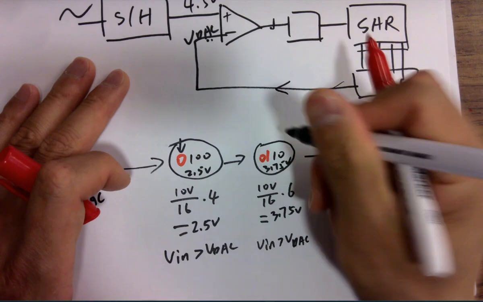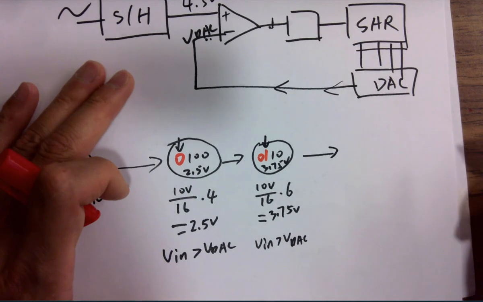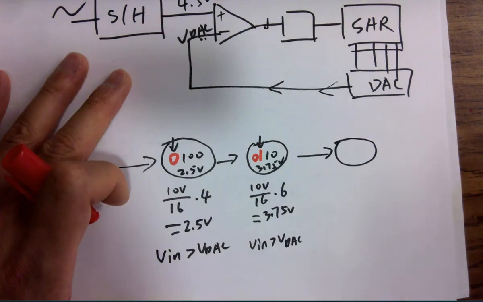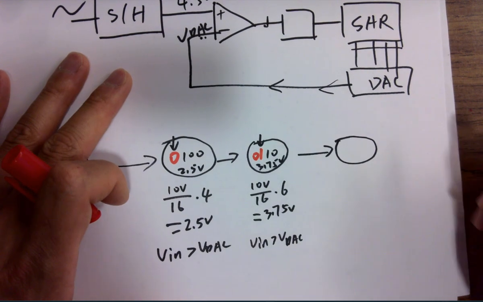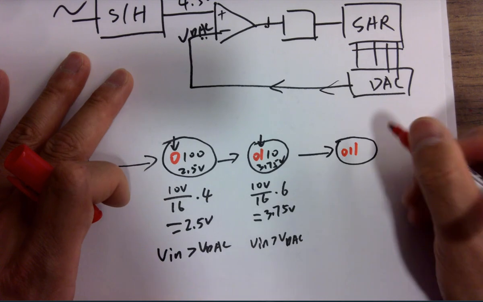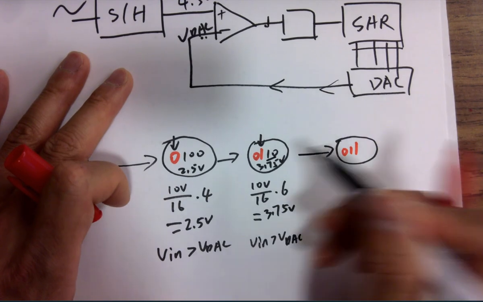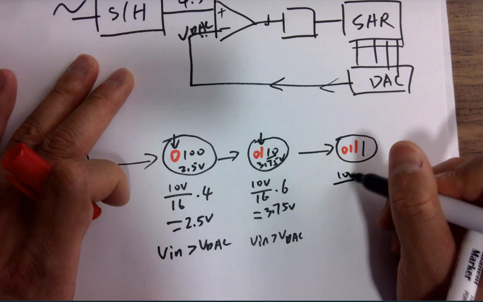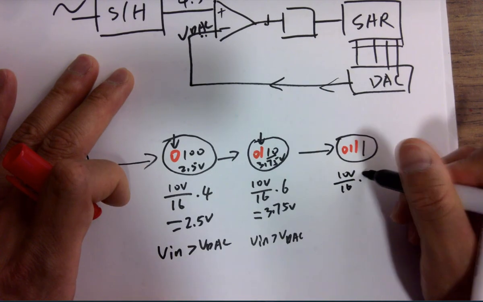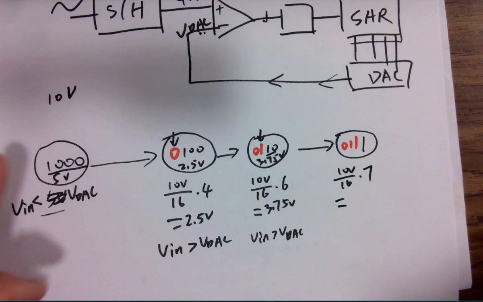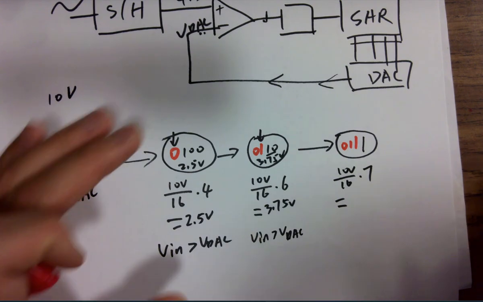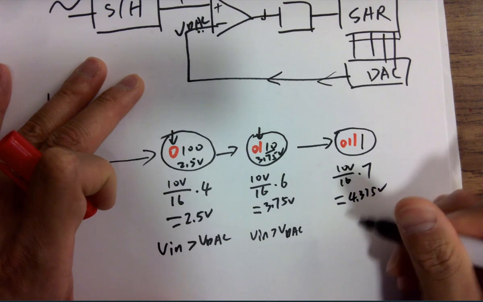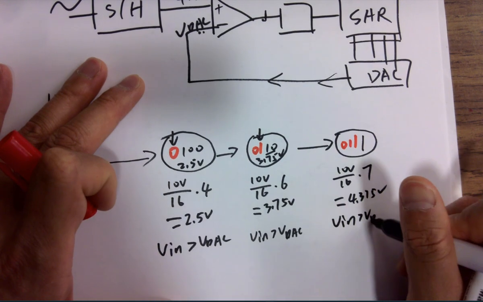So that was a newly plugged. And then the next one, still 1, right? 0, 1, 1. And this being shifted to the right, you're getting a 1 here. It's 10 volts divided by 16 times 7. 4.375. V in is still larger than VDAC.